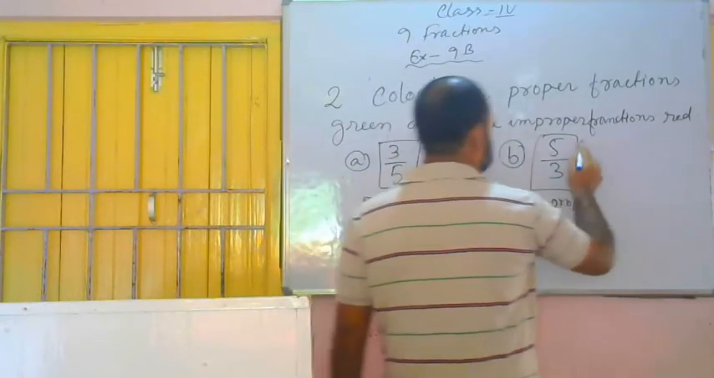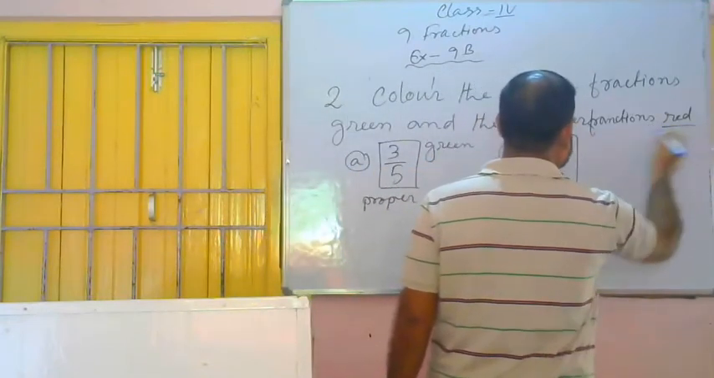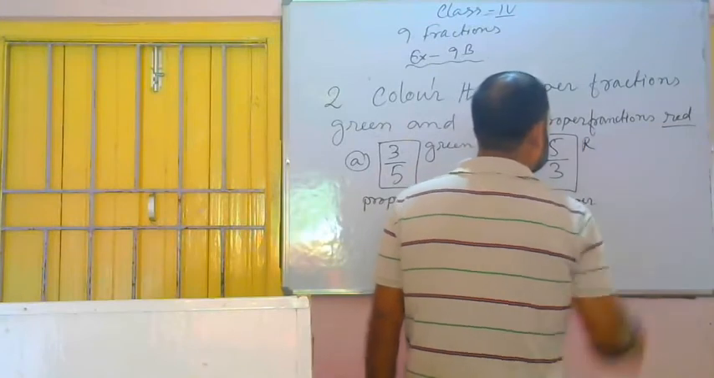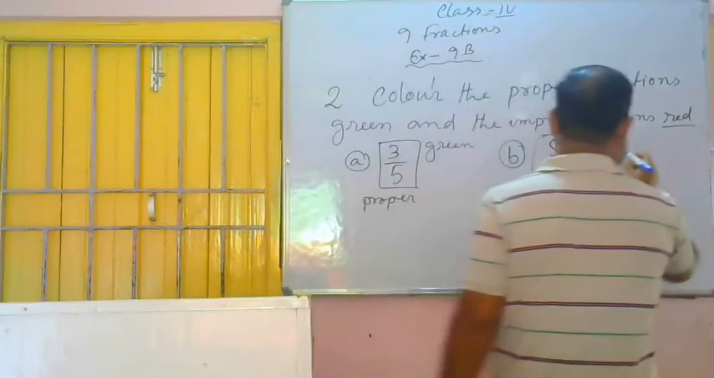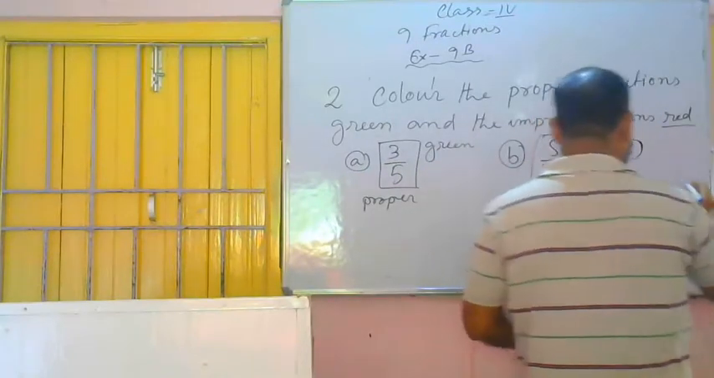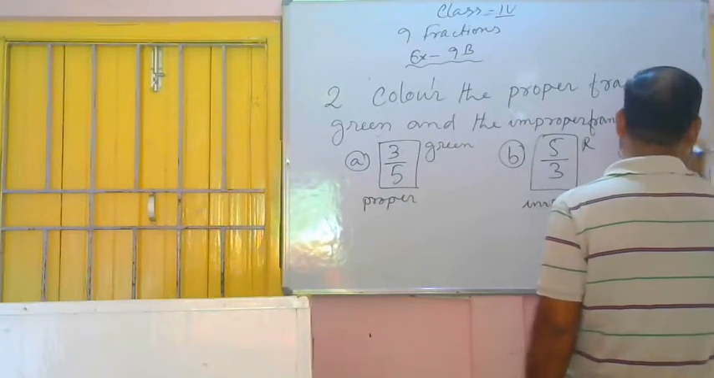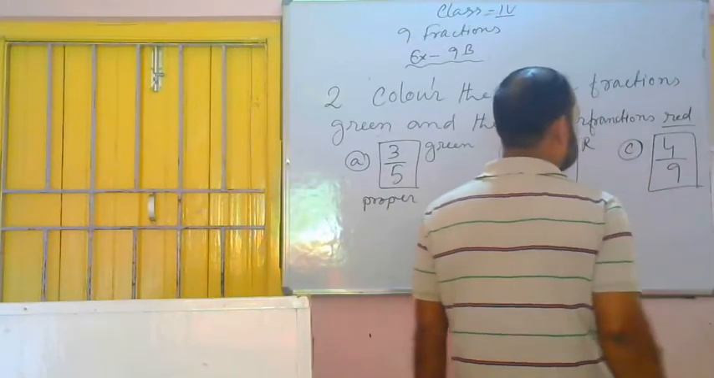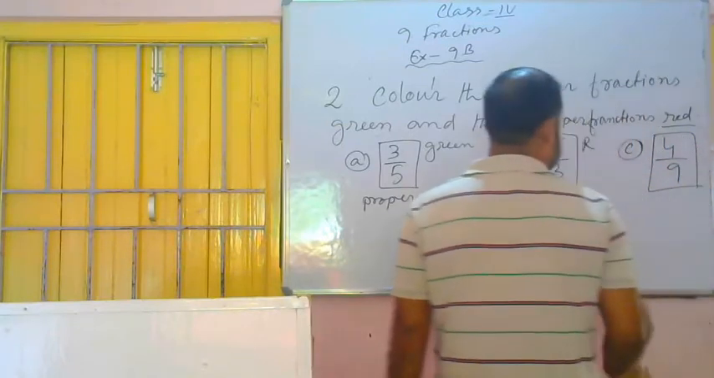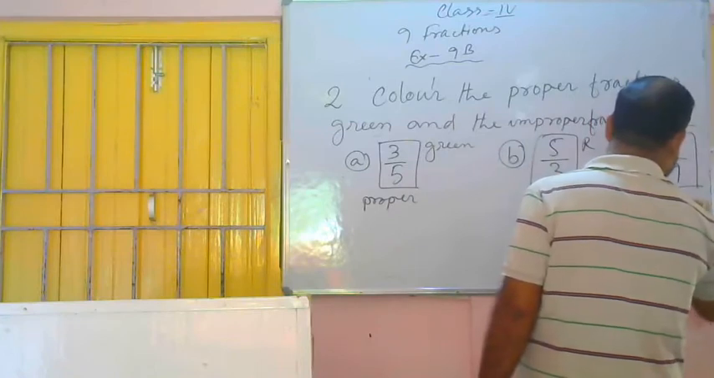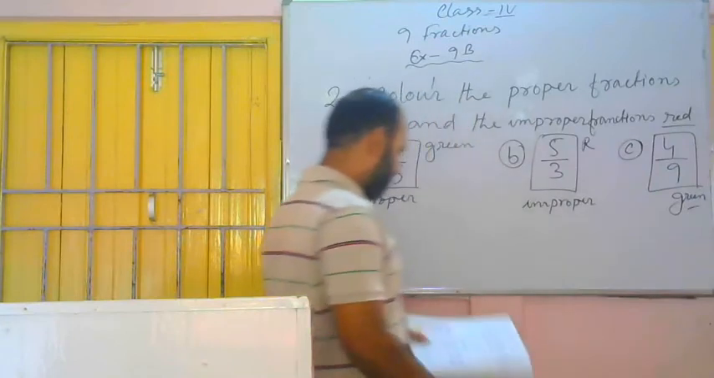Improper fraction, so you color this fraction red. Question number C, 4 by 9. 4 is smaller than 9, so the numerator is smaller than the denominator. That means you have to color it green.